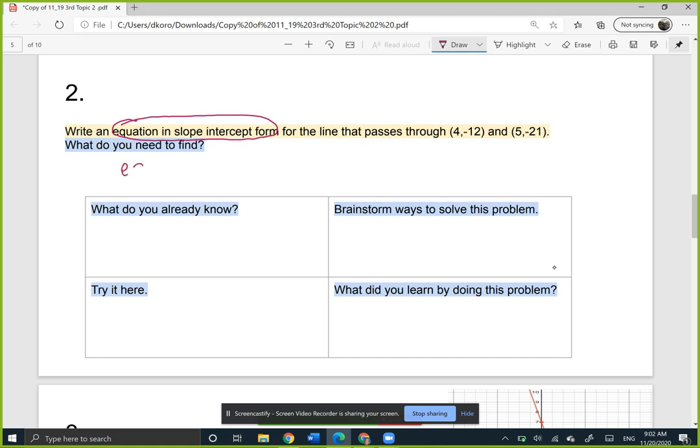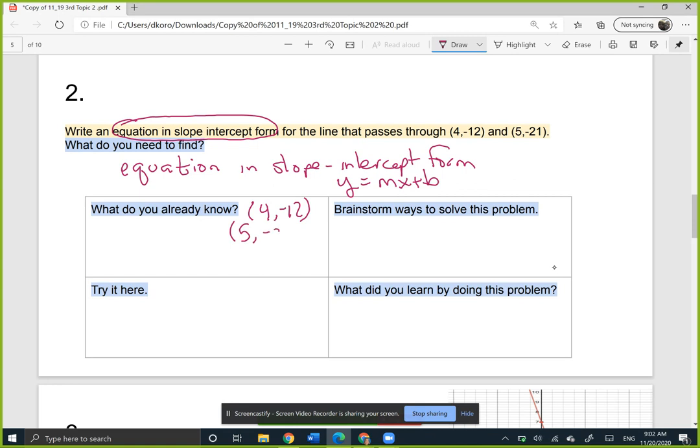I need to find an equation in slope intercept form. Slope intercept form is y equals mx plus b. What do I already know? I already know 2 points. So I already know 4 and -12. And I already know 5 and -21.